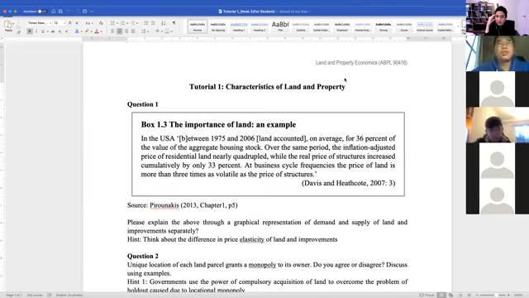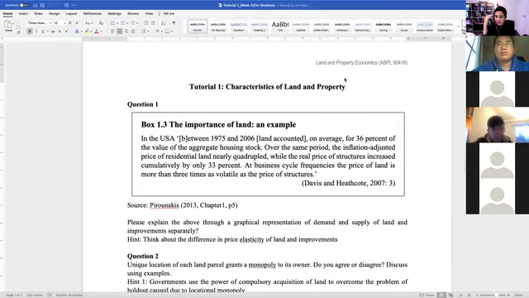Now, what I want you to do is to think of a graphical representation of this statement, where you can use demand and supply curves for land and improvements to explain how the situation will be different for land from structures. The hint here is that land is inelastic, which means its supply doesn't change with price, whereas improvements or structures on land are elastic relative to land.